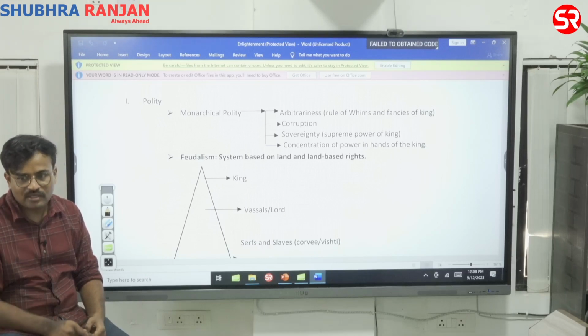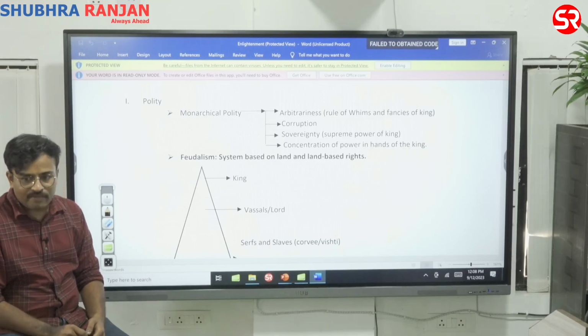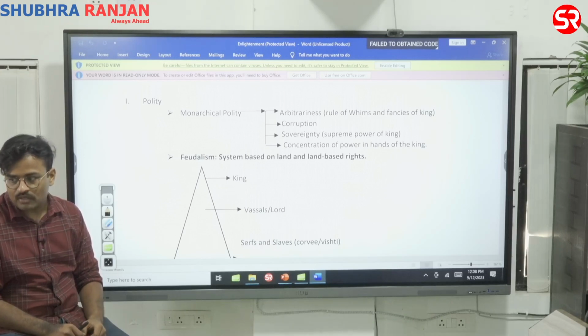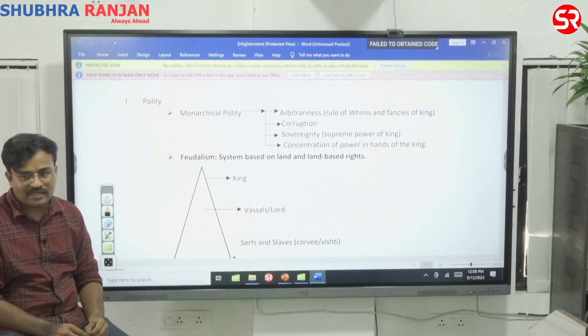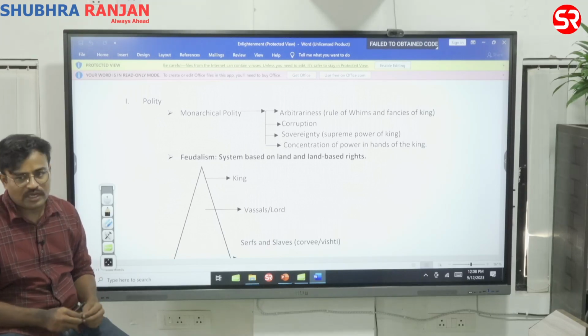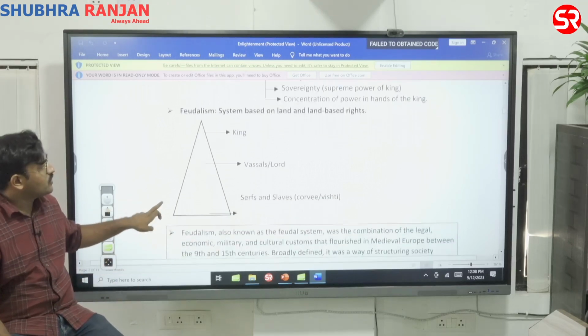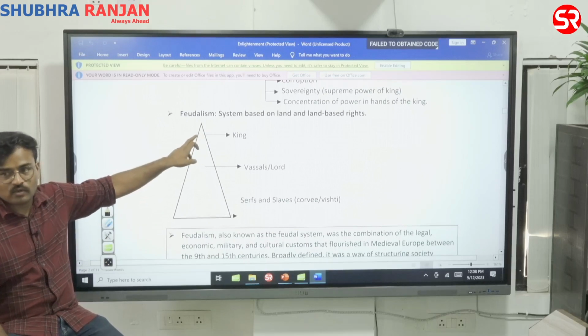Then after that you write hereditary monarchy. One more character is hereditary monarchy. Then after that you write one more character, divine rights monarchy. Hereditary monarchy and divine rights monarchy. Two terms which are used to define this monarchy are divine rights monarchy and hereditary monarchy, sir. Clear, sir? Then after that, the system is based on feudalism.